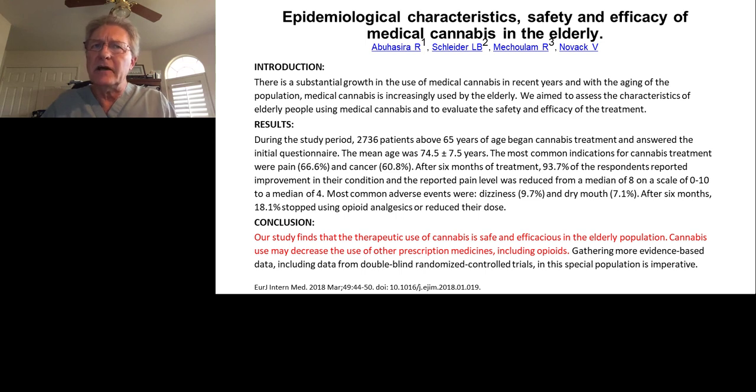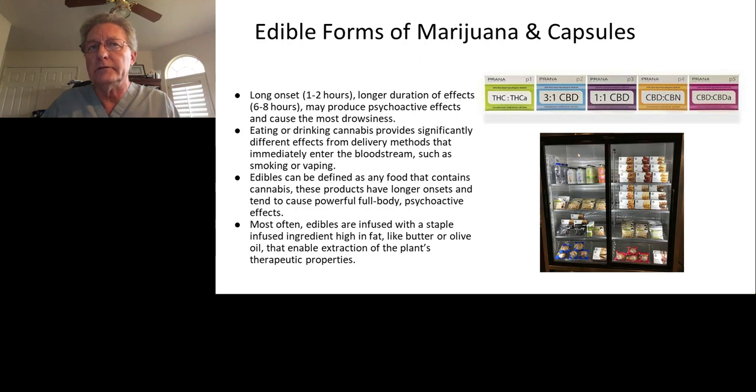After 6 months of treatment, 93.7% of the respondents reported improvement in their condition, and reported pain levels were reduced from a median of 8 on a scale of 0 to 10 to a median of 4. In the conclusion, our study finds that the therapeutic use of cannabis is safe and effective in the elderly population. Cannabis use may decrease the use of other prescription medications, including opioids.